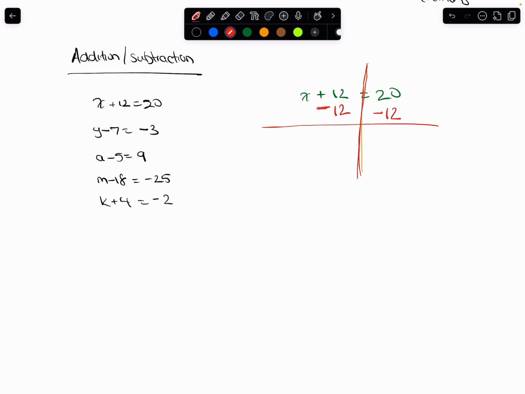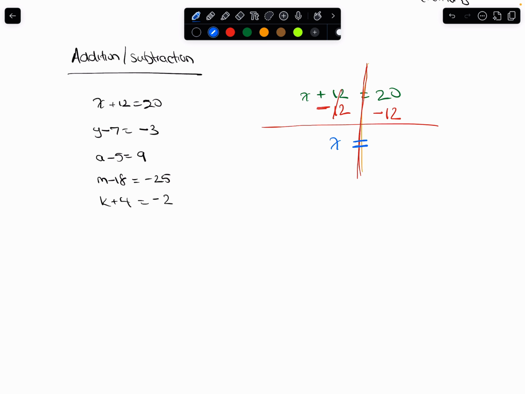I'll draw a line. The 12 will cancel out because plus 12 and minus 12, as we learned in our previous videos, when opposite signs are present, they subtract. So 12 minus 12 is simply 0. So on this side, I will just have x by itself. Bring down this equal sign.